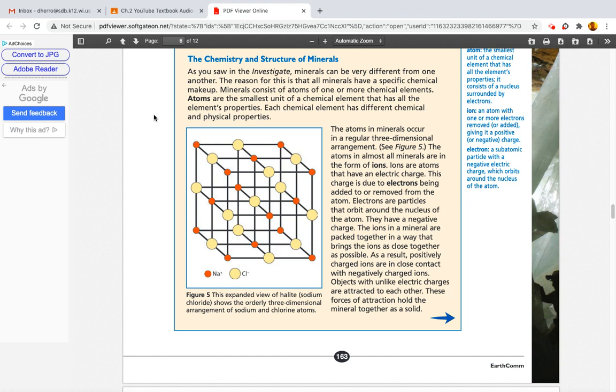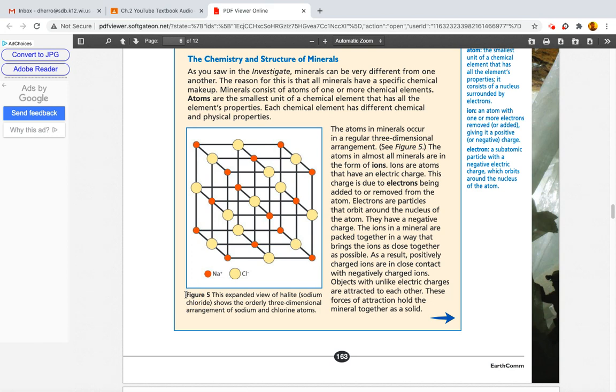The atoms in almost all minerals are in the form of ions. Ions are atoms that have an electric charge. This charge is due to electrons being added to or removed from the atom. Electrons are particles that orbit around the nucleus of the atom. They have a negative charge. The ions in a mineral are packed together in a way that brings the ions as close together as possible. As a result, positively charged ions are in close contact with negatively charged ions. Objects with unlike electric charges are attracted to each other. These forces of attraction hold the mineral together as a solid.